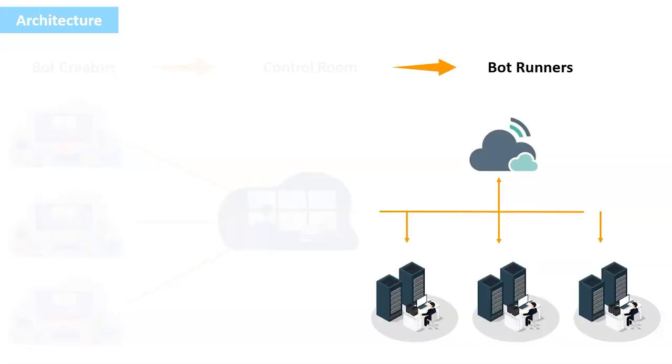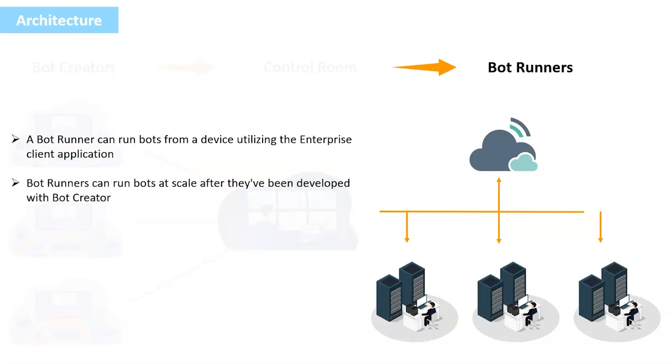Bot runners. A bot runner has the ability to run bots from a device utilizing the enterprise client application. The device is registered with the enterprise control room after the bot runner users log in for the first time, and the user can deploy bots on that device. Bots are run by the bot runner, which is a software machine. Bot runners can run bots at scale after they have been developed with bot create.